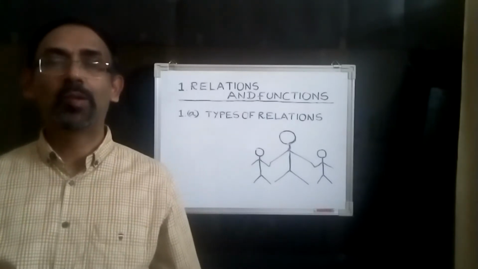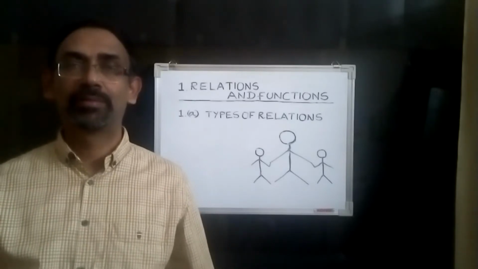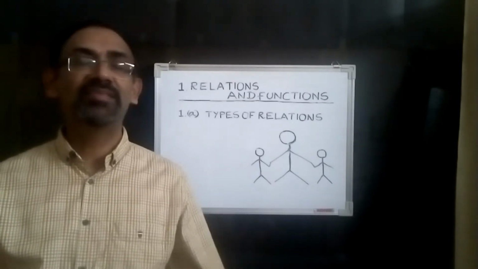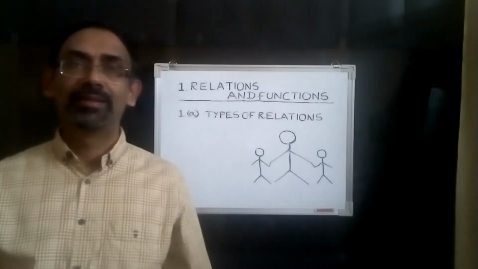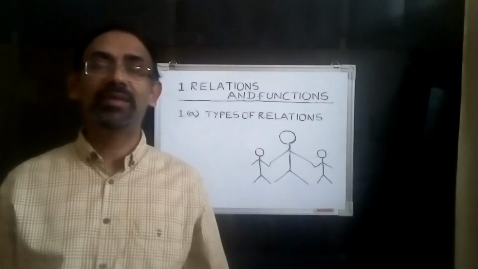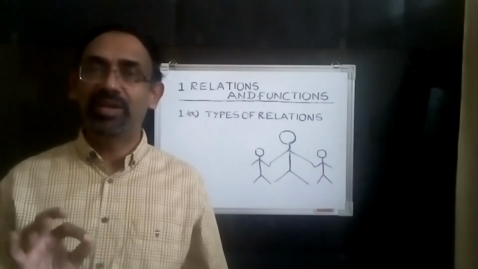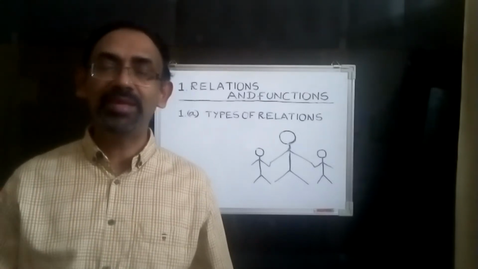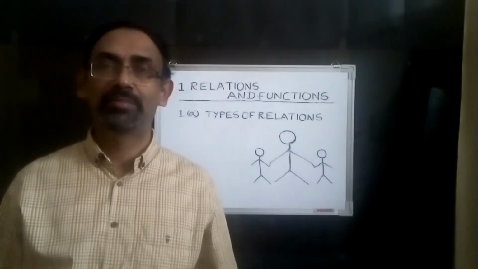Let us recall what we studied in our first year chapter. Relation means only connection in ordinary English. Mathematically, a relation from A to B is a subset of A cross B. Every relation from A to B is a subset of A cross B.